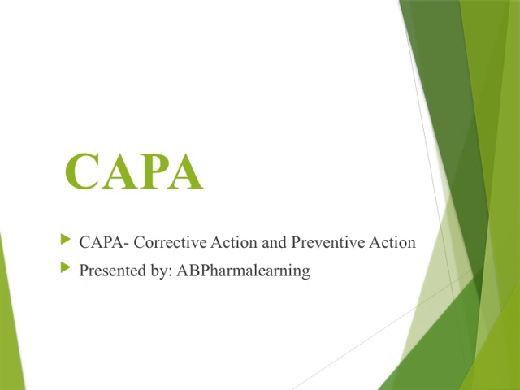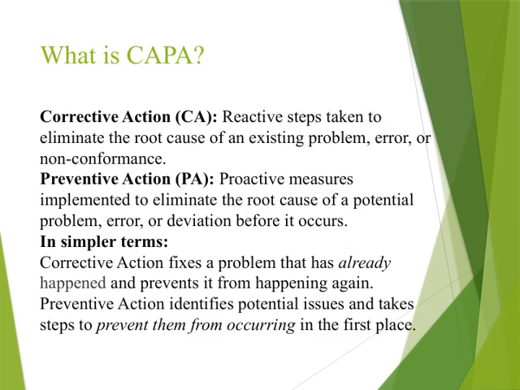Let's get started. So let's talk about what CAPA really is. CAPA stands for Corrective and Preventive Action. It's a key part of quality management. Corrective action, or CA, is all about reacting to problems that have already happened. It's about taking steps to eliminate the root cause of an issue, error, or nonconformance. Basically, once something goes wrong, we fix it and make sure it doesn't happen again.